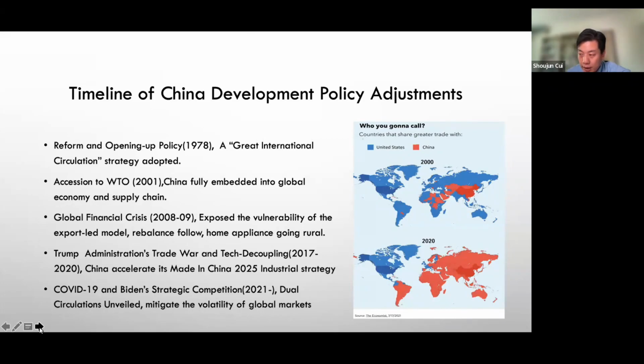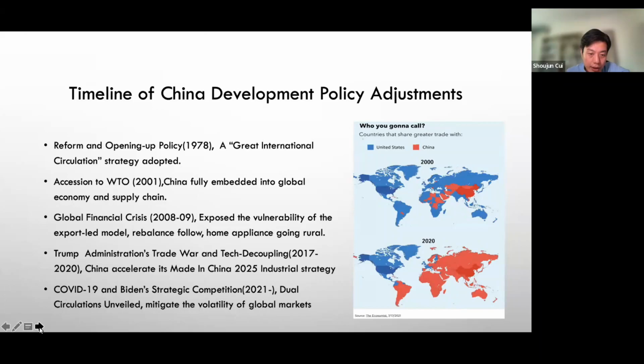On one hand, they can improve the living quality. On the other hand, it can consume this commodity, and the factory can come back to work, and the worker can come back to work. And then it's the Trump administration's trade war and technology decoupling with China from 2017 to 2020.